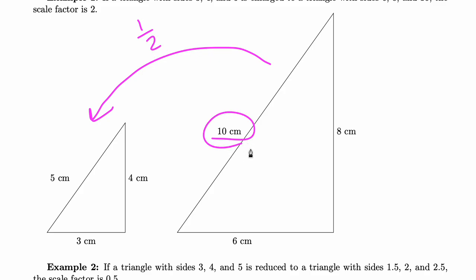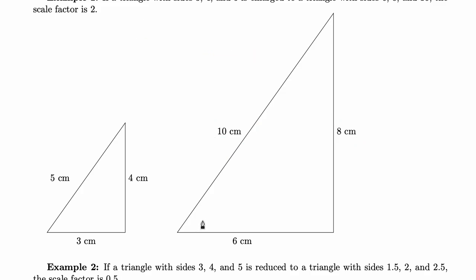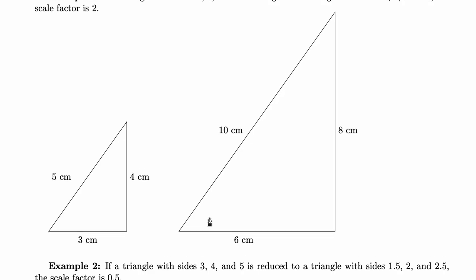Because again, if I take this number and multiply it by a half, I would get 5. If I took this number and multiplied it by a half, I would get 4, and this number by a half would give me 3. So again, if you're getting smaller, you're going to multiply by a number between 0 and 1. And if you're getting larger, you're going to be multiplying by a number that's greater than 1.